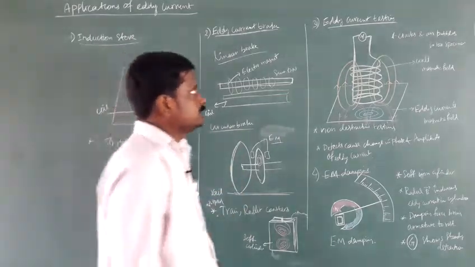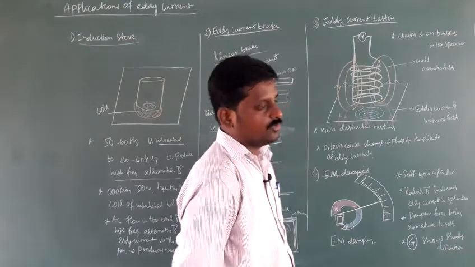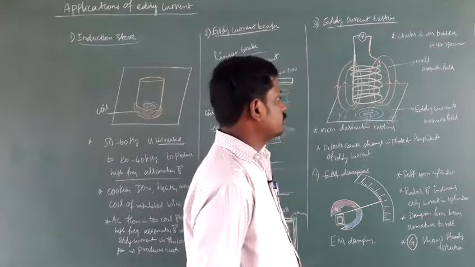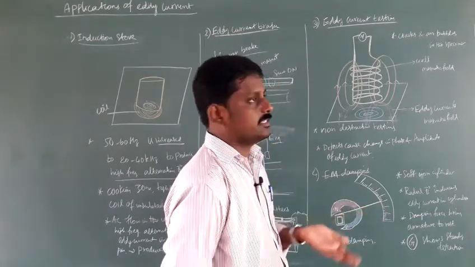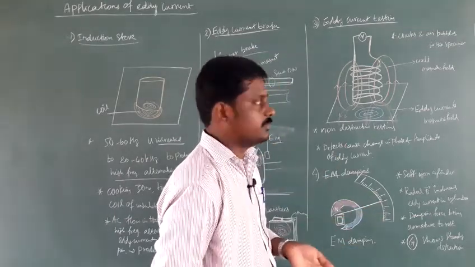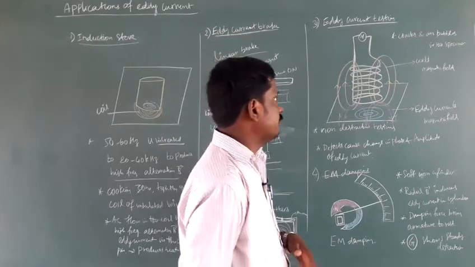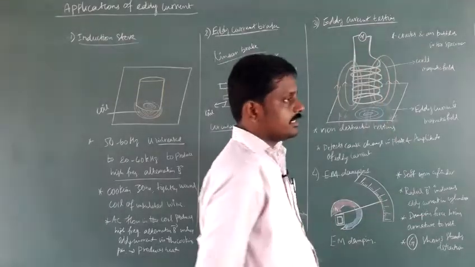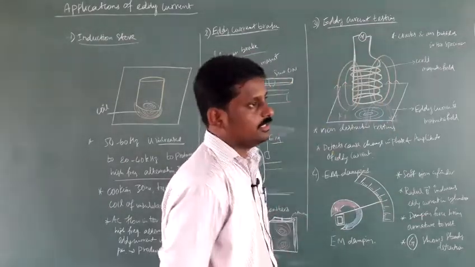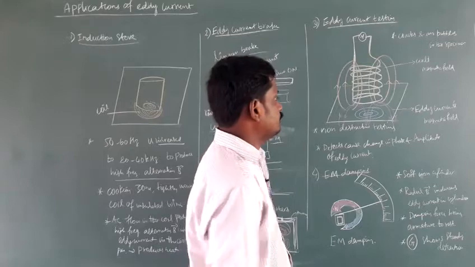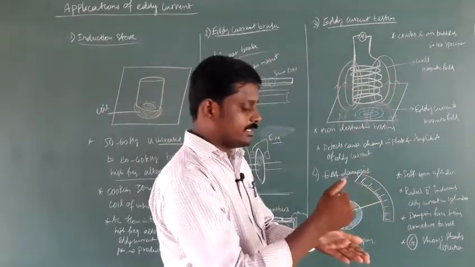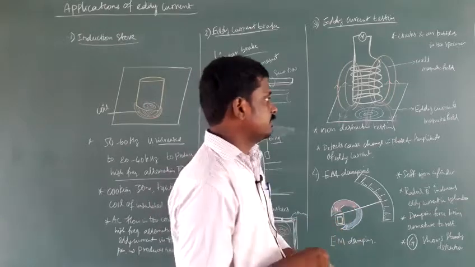Then the third one, eddy current testing. That is NDT, non-destructive testing. If there are breakages, cracks or air bubbles in the specimen, industries use eddy current testing. Again, a coil is connected to alternating current, and it produces a high frequency alternating magnetic field. If you place it near the surface of the material and there are bubbles or cracks, it shows.